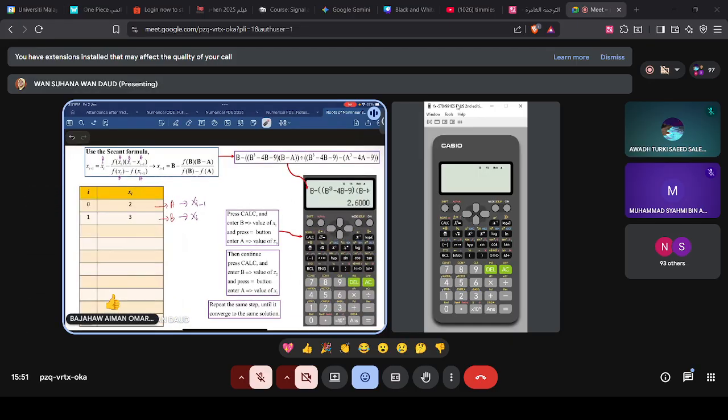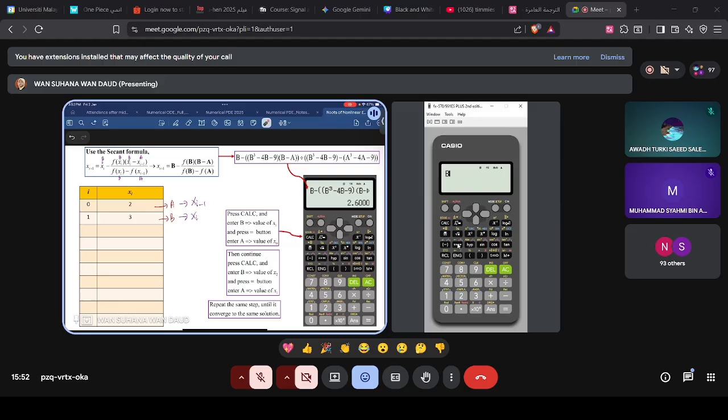So for the starting value, we put 2 as the A, and 3 will be B, because 3 is the xi. The previous value, the value before the xi, is xi minus 1, which will be A. So we're going to substitute everything in the calculator. First thing first, it is B. Just press this, okay? B.